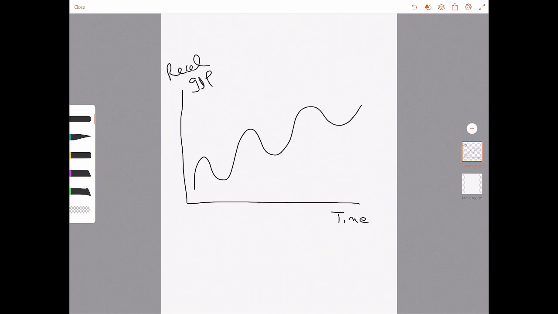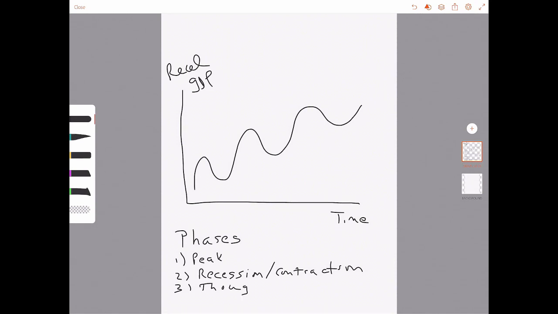So each business cycle, no matter what it looks like in reality, has 4 components or 4 phases to the business cycle. Those phases are the peak, the recession, or sometimes this is called a contraction, the trough, and then we have the recovery phase, or sometimes this is called the expansion.